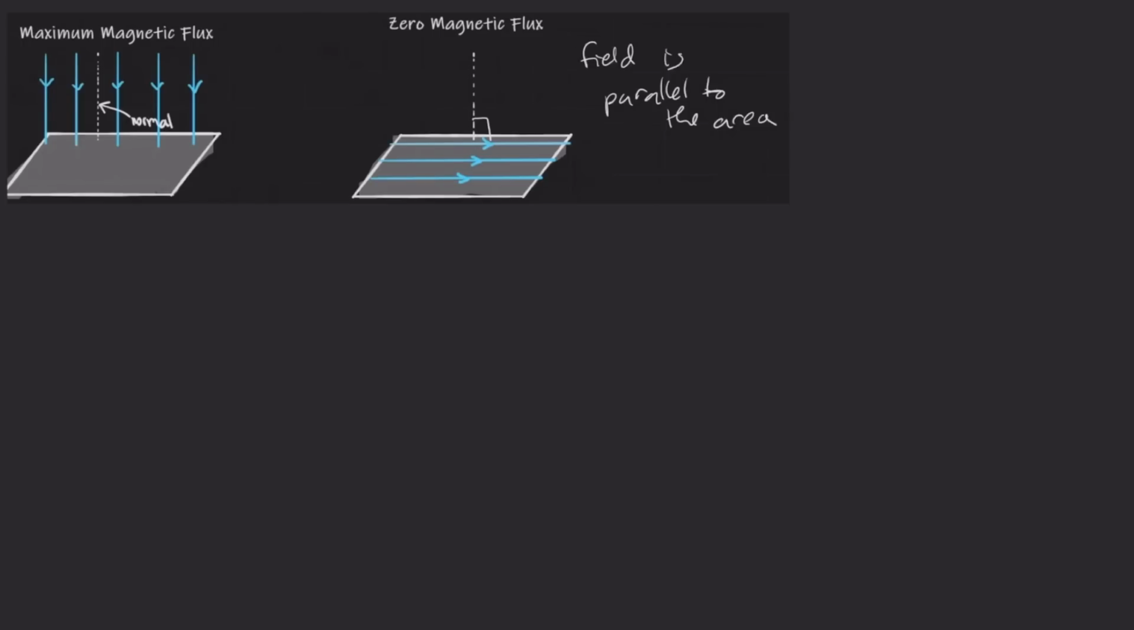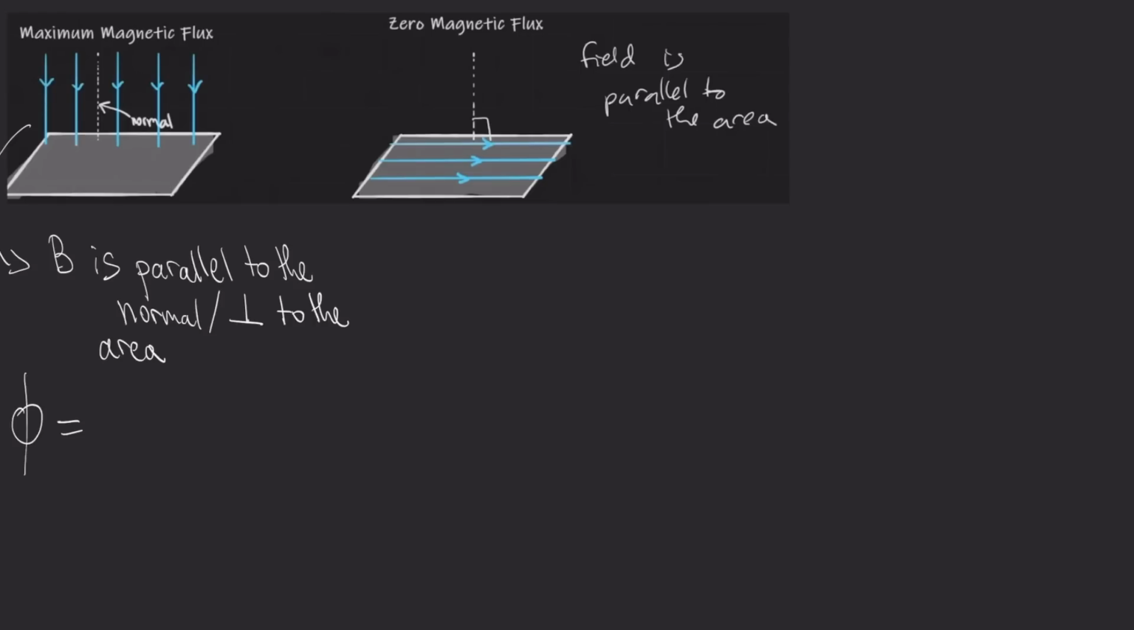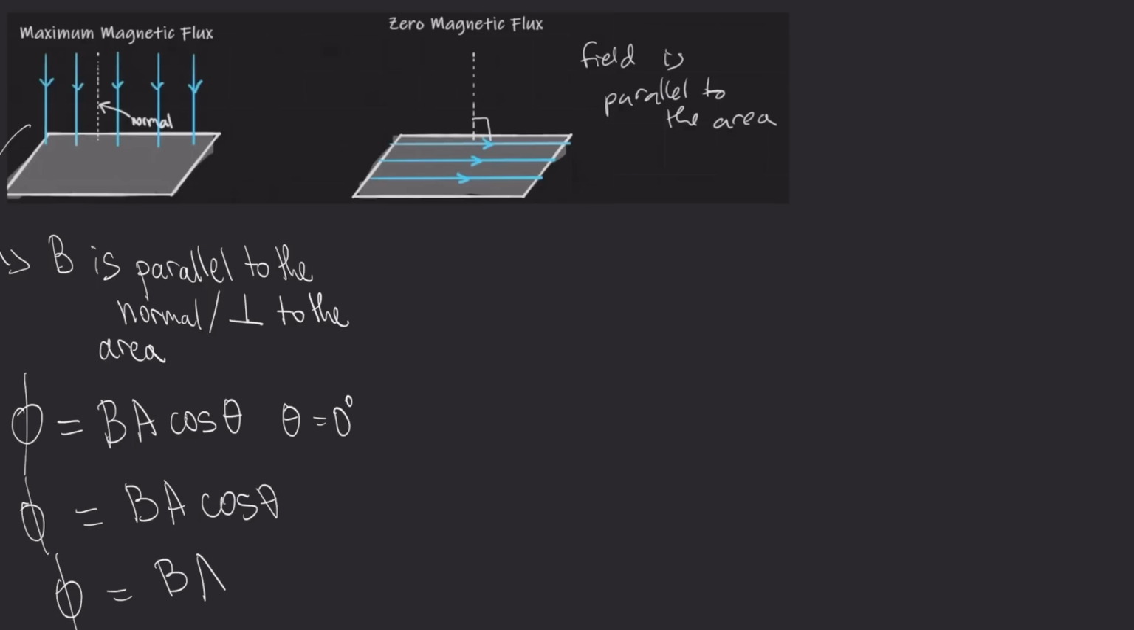We're going to have maximum magnetic flux whenever the magnetic flux density is parallel to the normal, in other words, perpendicular to the area. If that's the case, what we're going to get is that our magnetic flux is just equal to BA cos of theta. Now, theta in this case is just 0 degrees because they're just parallel, and cos of 0 is just equal to 1. So this here will be BA cos of 0, meaning that phi will just be given by BA.